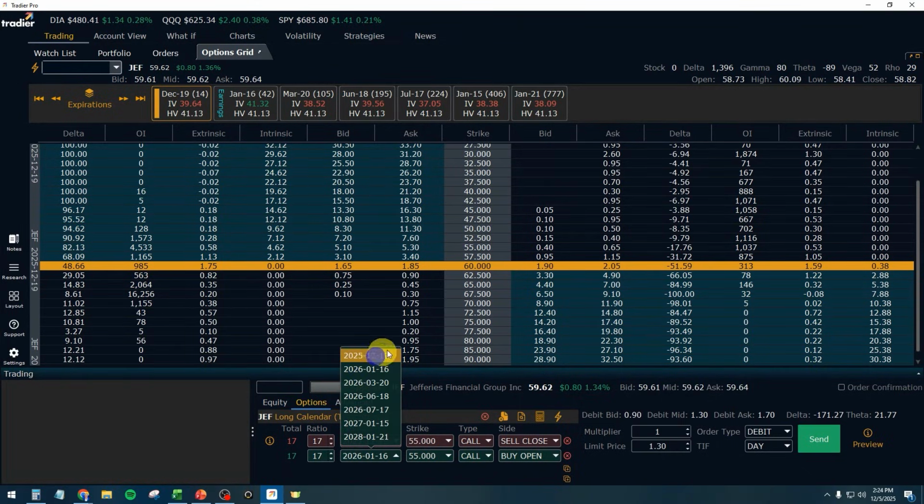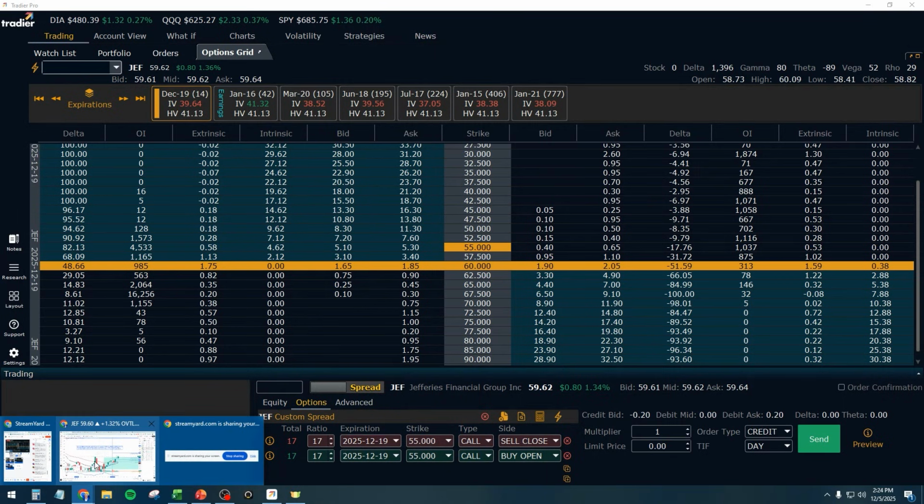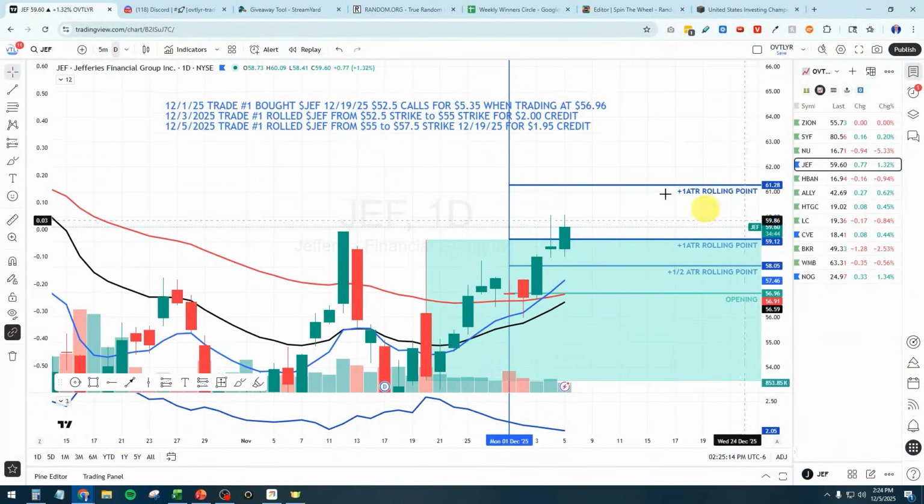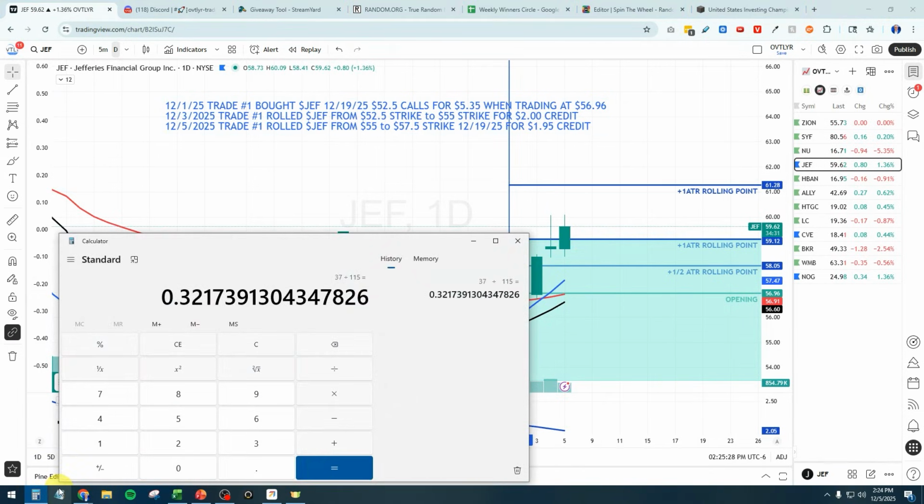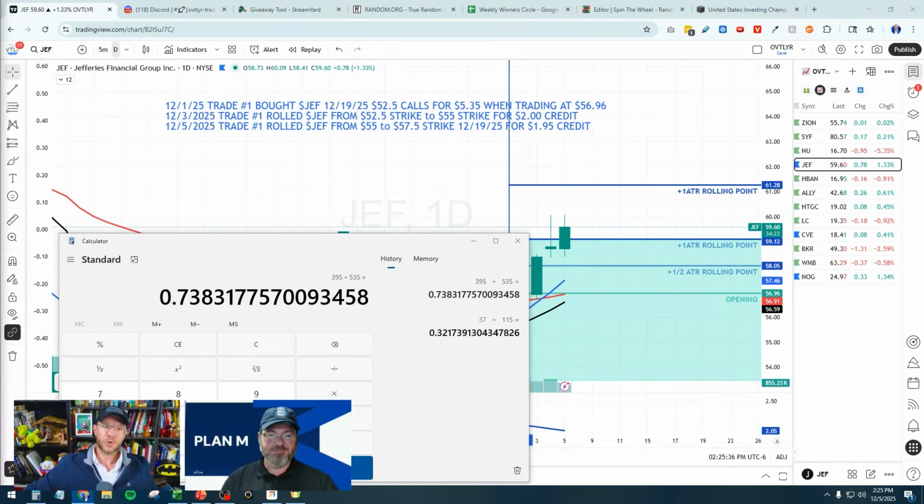All right, so we're gonna roll the 55s to the 57s. Now, why am I doing that? Let's quickly go through this. We've rolled it once for $2 in credit, and we purchased it for $5.35. So that was at the half ATR. Now I'm rolling it again because it's gone up to the 1 ATR point. $2 plus $1.95 gets me to $3.95 divided by the original $5.35 that I put in the trade, which means I've taken 74% of the risk off the table.